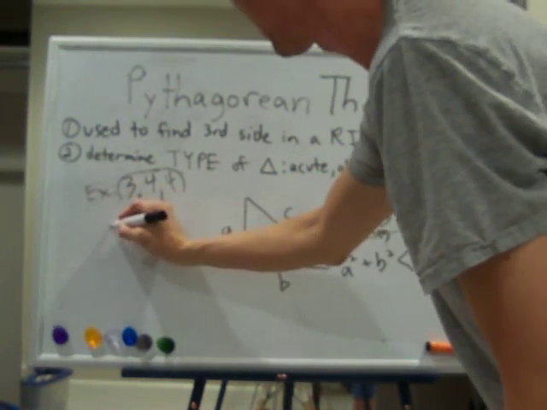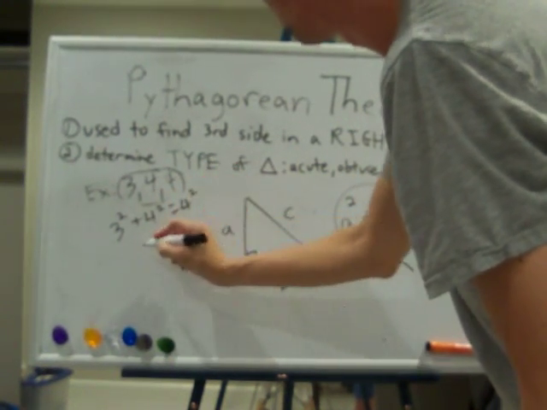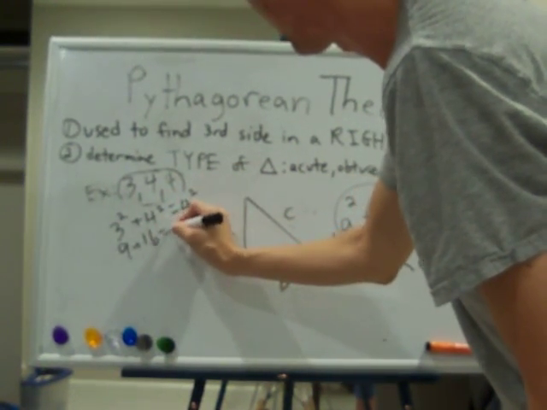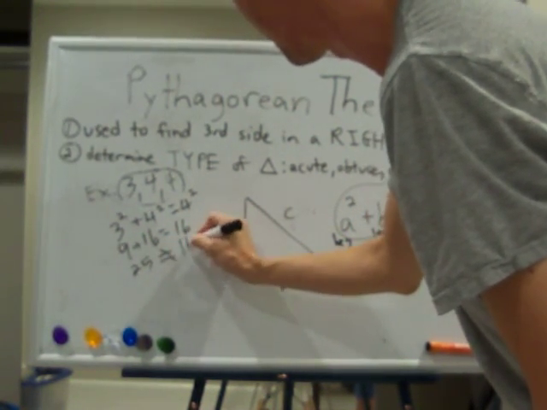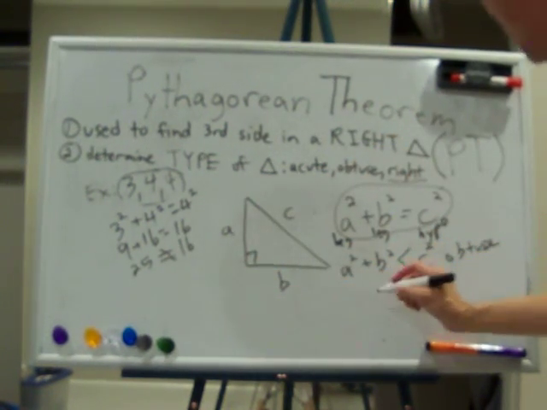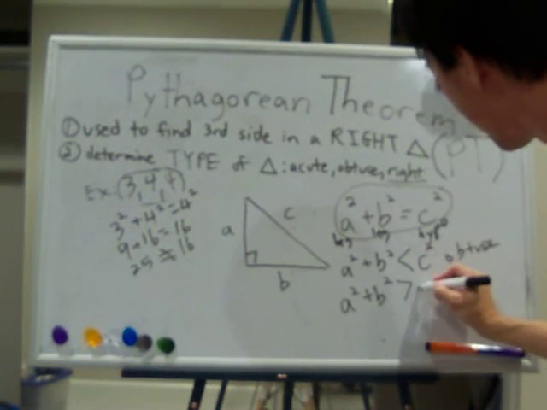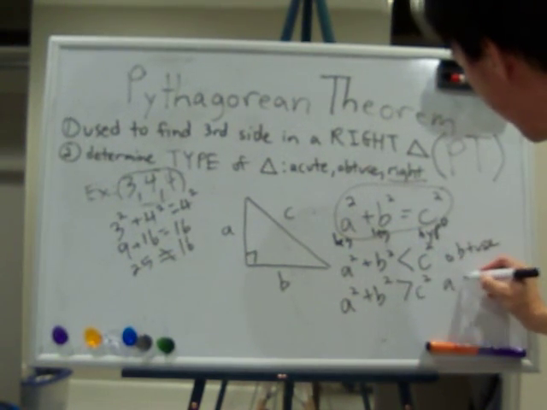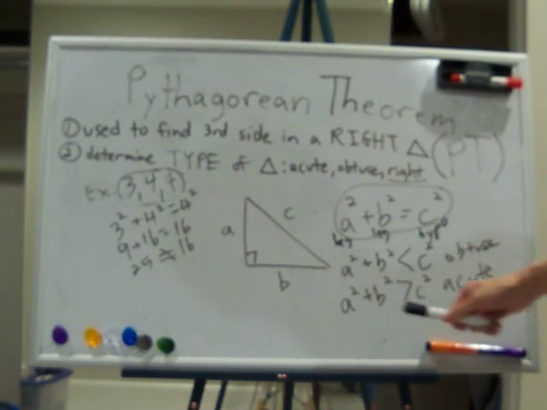So we can basically say 3 squared plus 4 squared equals 4 squared. 9 plus 16 equals, what is it, 16? 25 is obviously not equal to 16. So number 1 is not a right triangle because this is not a true statement. And then number 2, when a squared plus b squared is greater than c squared, then we know it's an acute triangle. Acute meaning the angle is less than 90, which actually means all the angles are actually going to be acute.